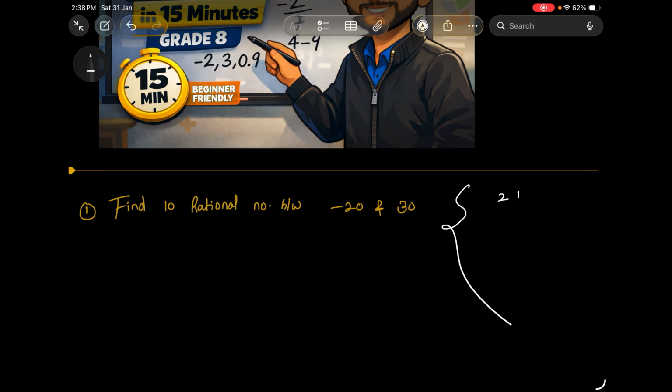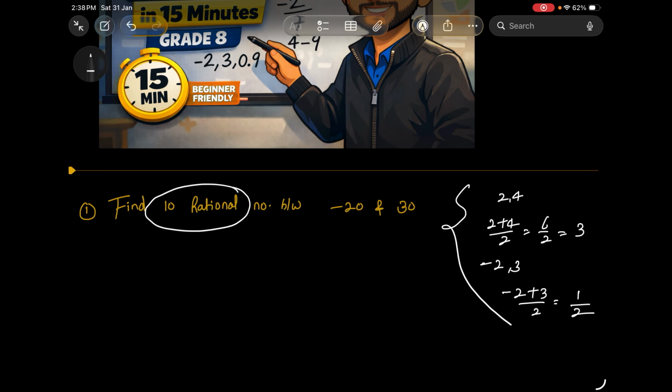If we have to find a rational number between 2 and 4, we simply add both numbers and divide by 2, that is 6 upon 2, that is 3. If one of the numbers is negative, we do the same: minus 2 plus 3 divided by 2, that is 1 upon 2. That's our required rational number.